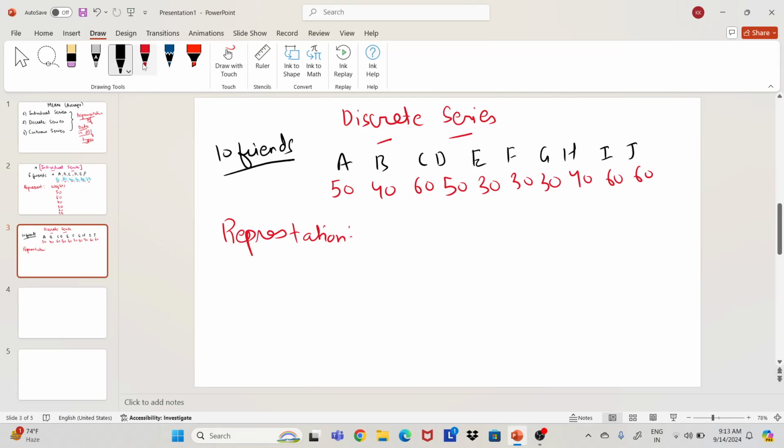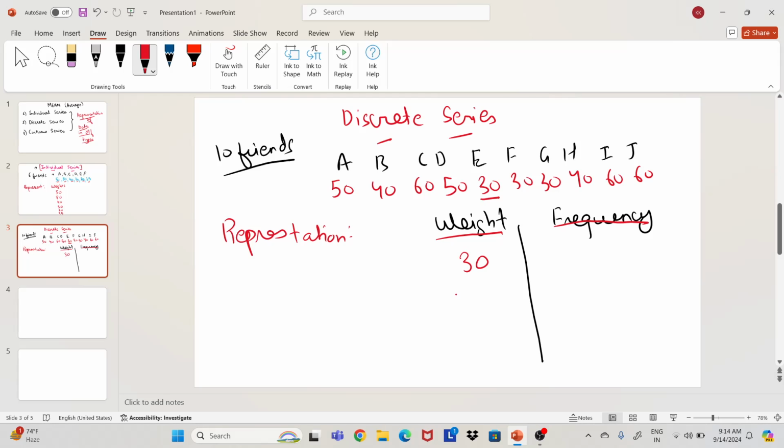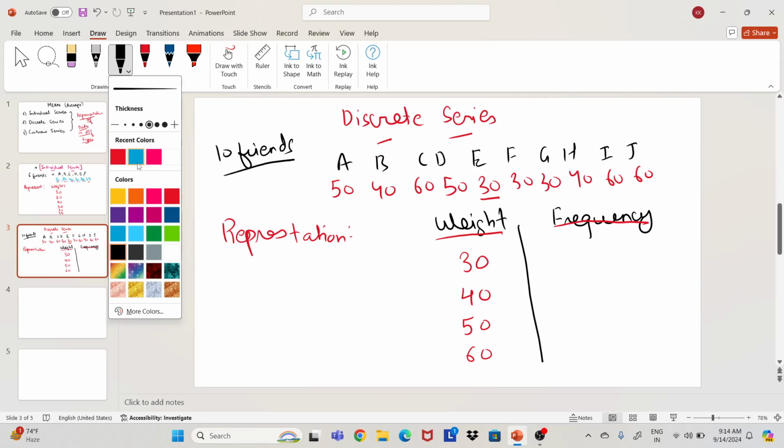In this case, we'll make one column as weight and the other column as frequency. In the weight column, what we write down are the different weights that your friends have. What is the minimum possible weight of your friends? That is 30. Then after that it's 40, then 50, and then 60. And we'll assign a frequency for each of these weights.